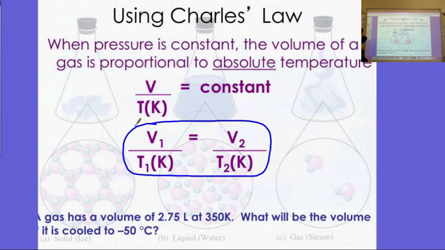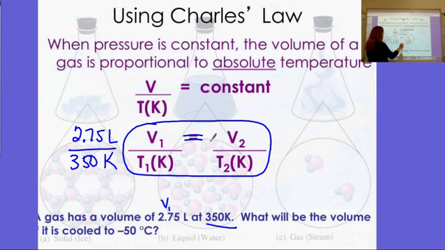So here's our sample problem. A gas has a volume of 2.75 liters. Volume, V1, 2.75 liters at 350 Kelvin. We're already in Kelvin, so 350 K. What will the volume be? We're solving for V2, I don't know volume.